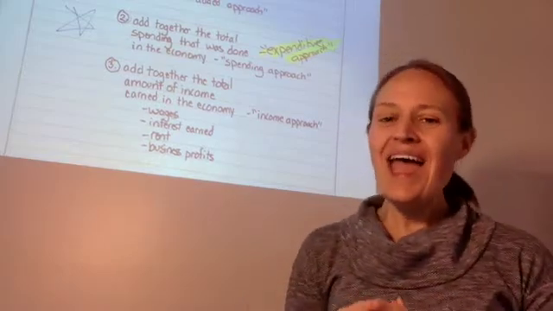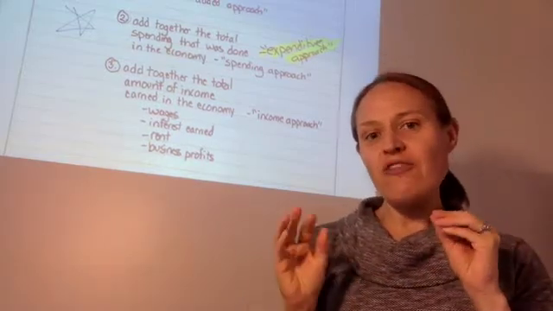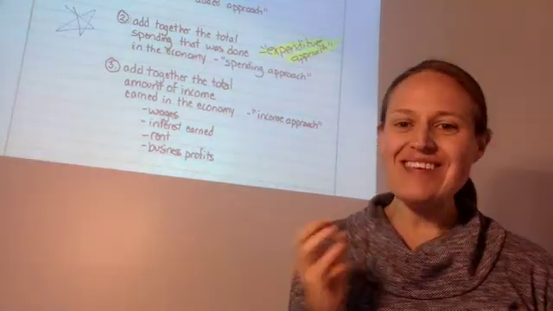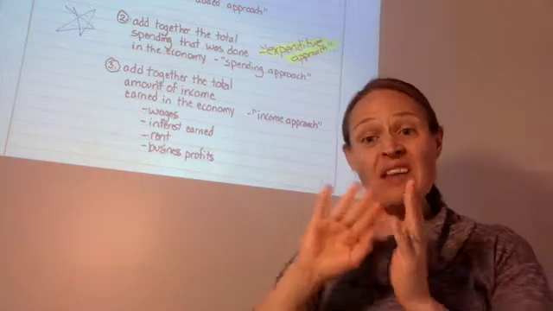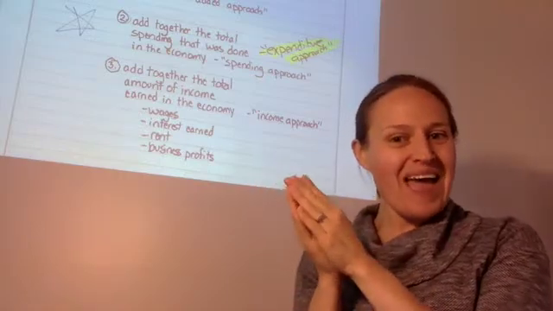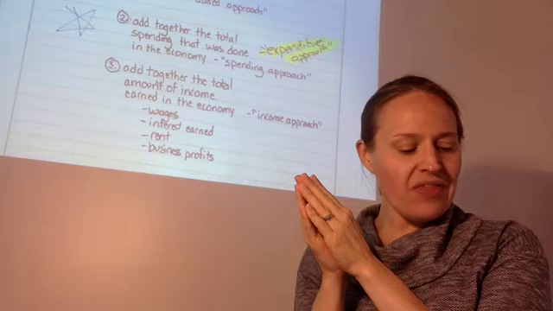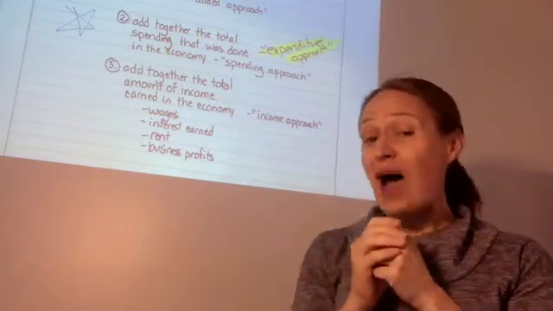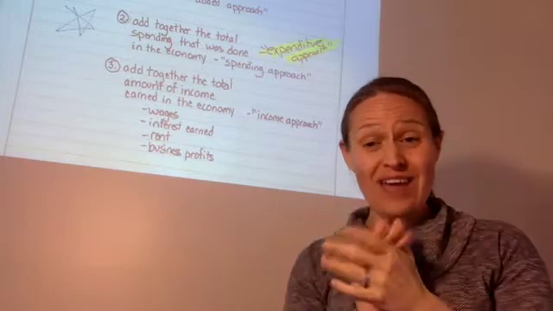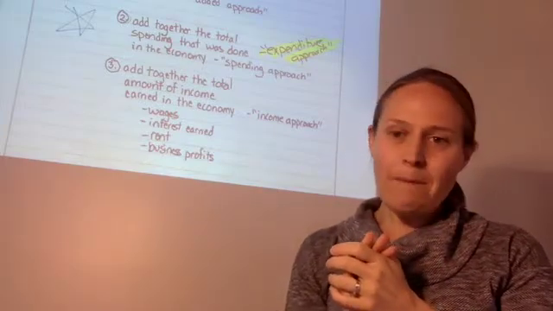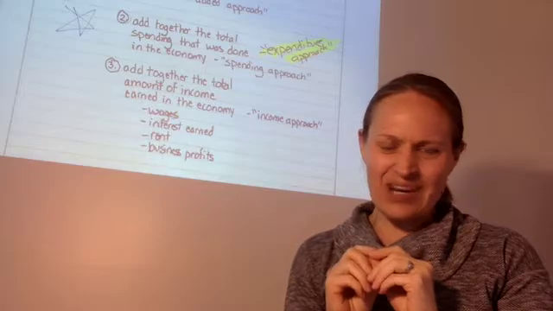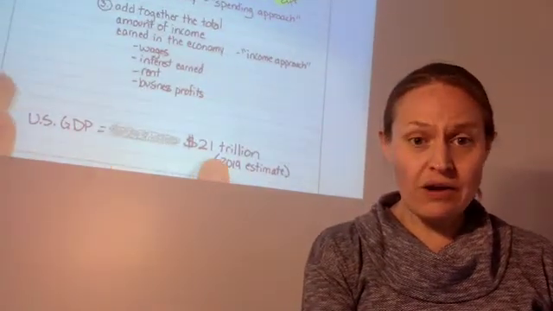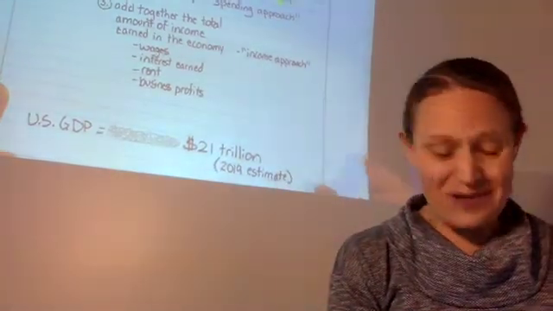And then number 3 is the income approach, where they add together the total amount of income that was earned in the economy, and they figure that by figuring out all of the income that was earned in these various ways listed here. That will get you pretty much the same as the value of all those final goods and services. Your book goes into a lot more detail about that. It's kind of interesting when you read it, but I'm not going to ask you the nitty-gritty of this stuff. Okay, there you go, $21 trillion. Let's move on to page 3.